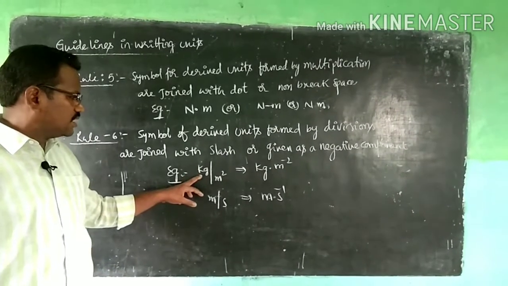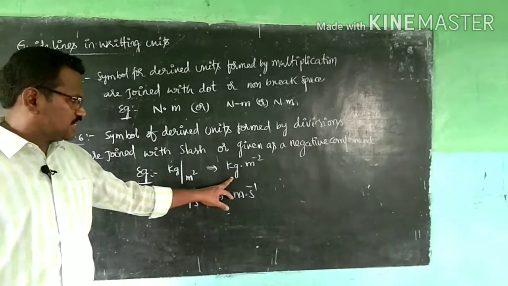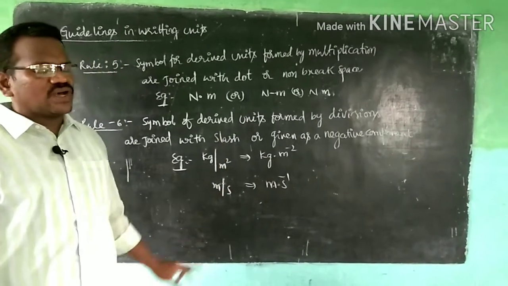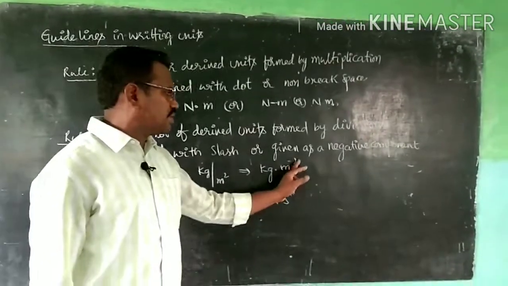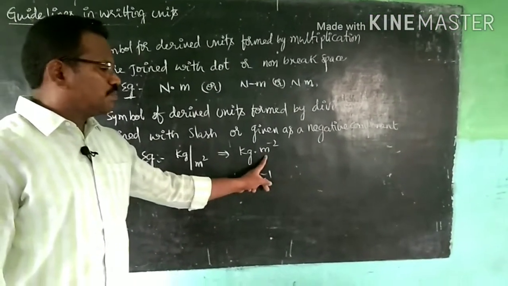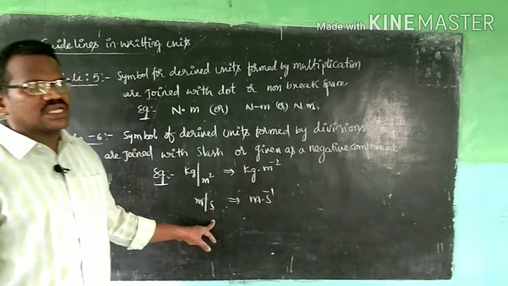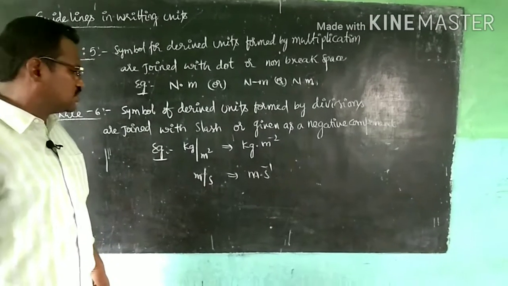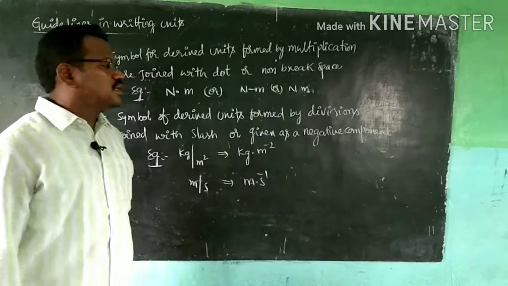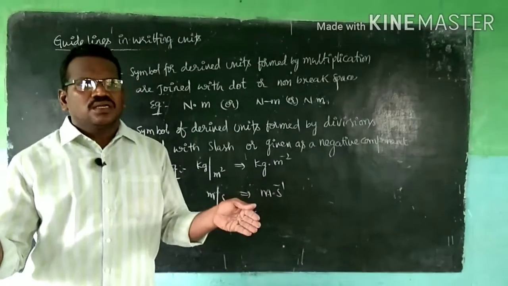See one example here, kg per meter square. It can also be written as kg into meter power minus 2, because whenever you transfer the 1 by meter square into the numerator, it becomes meter power minus 2. See here, I wrote kg with capital K and small g, and meter is always in lowercase. Meter per second is the SI unit of speed or velocity. It can be written as meter into second power minus 1. These are all the certain rules and regulations while writing the units.